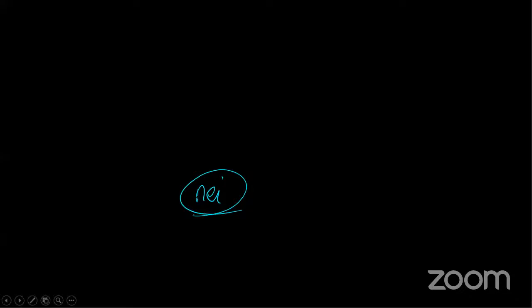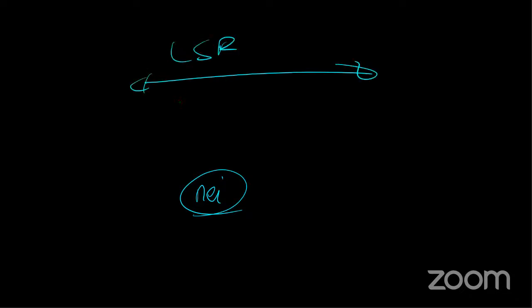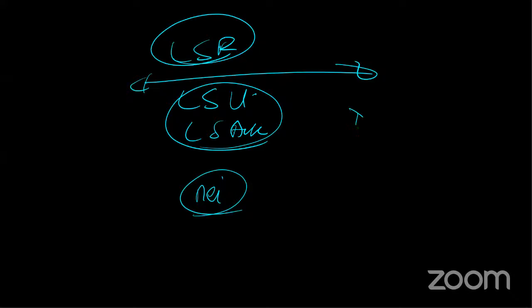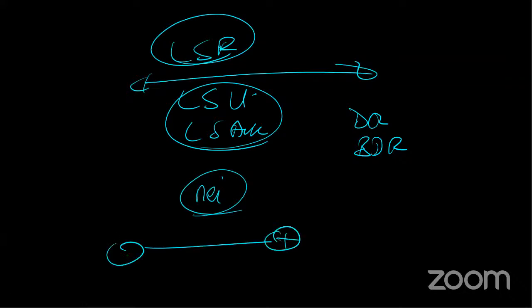Why do DR other and DR other stop at neighbor? Because they don't need to exchange link state request, link state update, link state ack. They are exchanging these with a DR and BDR. Is that clear? Yes. So for them, they can only stop at neighborship. Is that clear? Good.